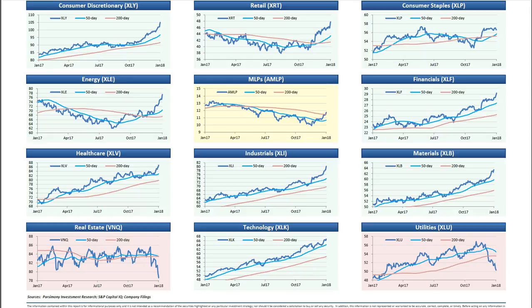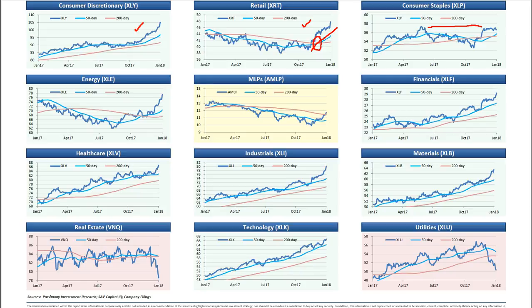And if we just quickly flip through some of these, obviously consumer discretionary has been great. Retail, we've had a nice, the 50-day cross the 200-day, just in the last couple months. Just a very nice uptick there. So it's getting a little bit safer, obviously. We're not in this nasty downtrend anymore in retail. It's getting a little bit safer to invest there.